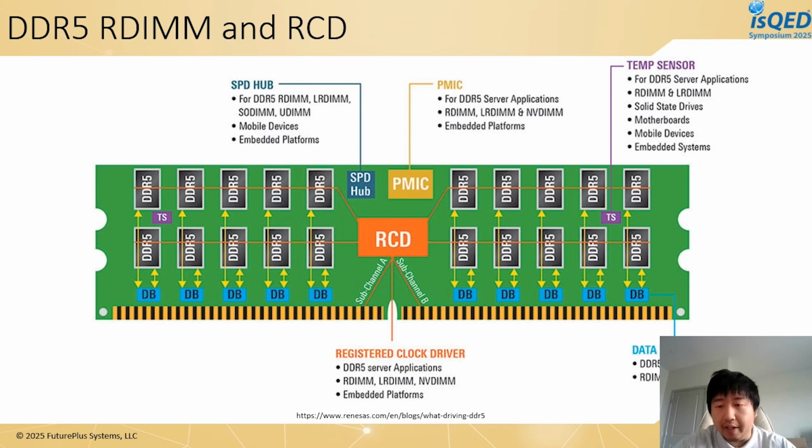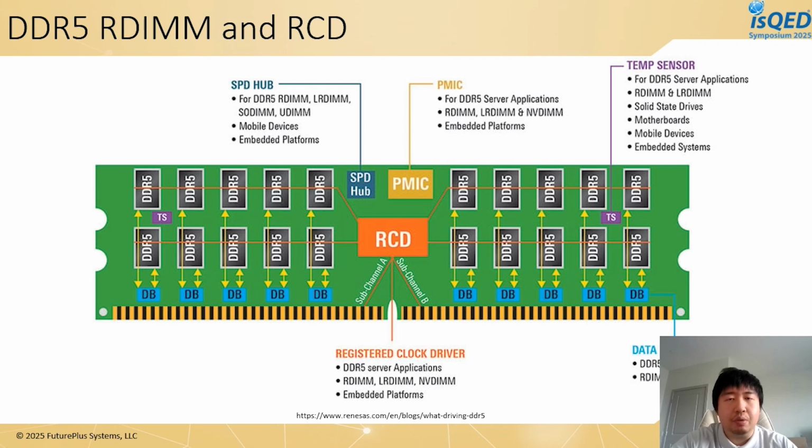So CA stands for command and address. DCA basically is the CA bus between the memory controller and the RCD, basically between your processor and the RCD chip here. It is called DCA. And between the RCD and the DDR5 DRAMs is called the QCA.